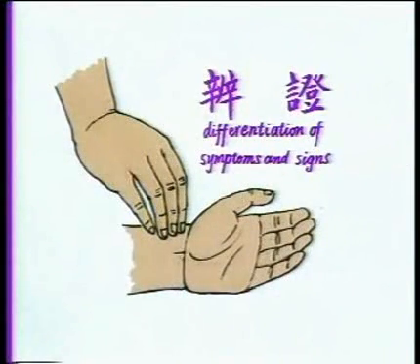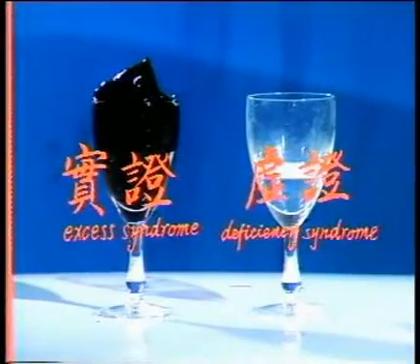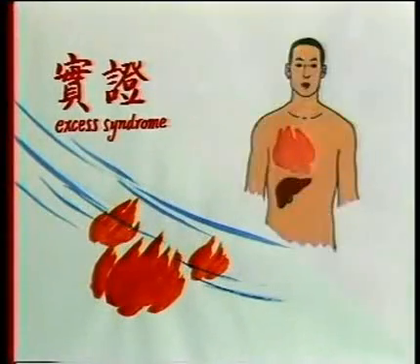Differentiation of symptoms and signs. Clinically, it is divided into two types: excess and deficiency. Excess syndromes include two types: wind heat caused by external pathogenic factors or by excessive fire of the liver and the gallbladder.